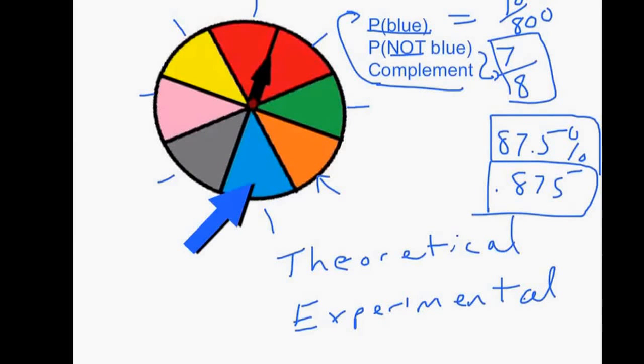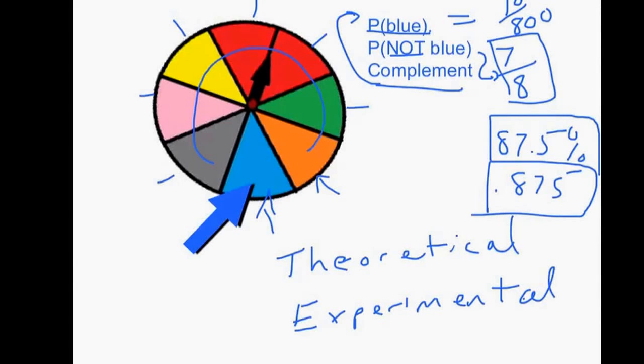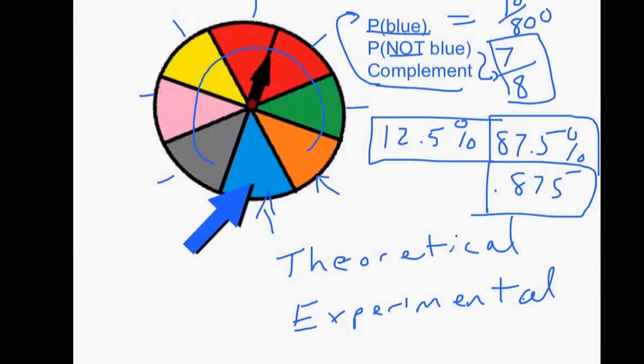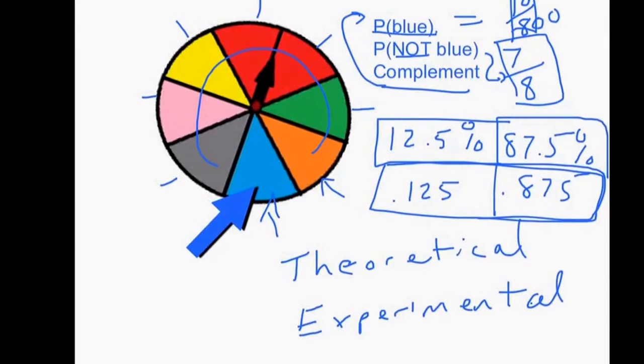In other words, it's vastly more likely that you would get a color other than blue than that you might actually get blue. Only a 1 in 8 chance, 12.5% chance that you would get blue. All these numbers, incidentally, must add up to a whole. 12.5% with 87.5%. With 0.875, it must be 0.125. They must add up to 1.0. And of course, 7/8 and 1/8 will add up to 1.0.